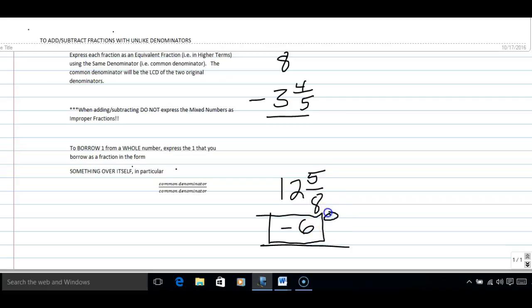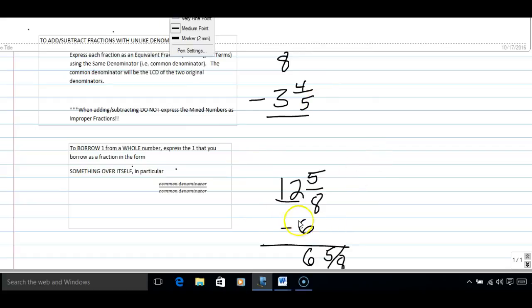So this is equivalent to 6 and no 8ths. I have 0 8ths. 0 divided by 8 is 0. So 5 minus 0 is 5. 12 minus 6 is 6. So in essence here, all I have to do is subtract the whole number from the whole number above it. So let's get rid of the 0 8ths here. So the only thing I'm subtracting is 6. 12 minus 6 is 6, and you drop down the 5 8ths.